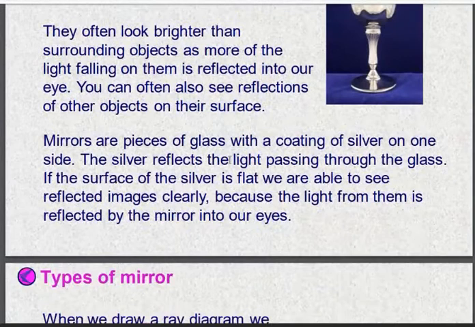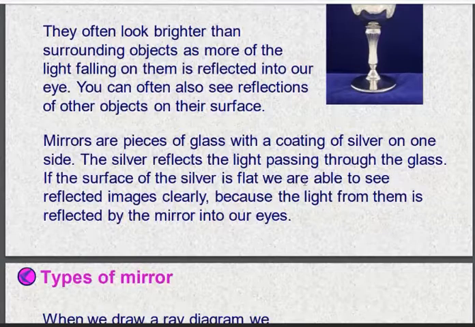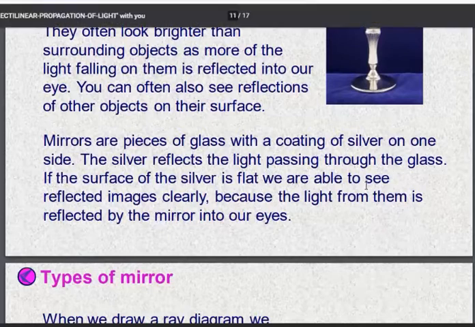And such a shiny surface object is a mirror. A mirror is a piece of glass with a coating of silver on one side, and hence the other side acts as a reflecting surface. The silver reflects the light passing through the glass, and if the surface of the silver is flat, we are able to see a reflected image clearly because the light from objects is reflected by the mirror into our eyes.